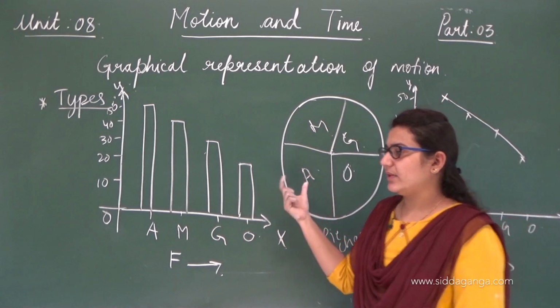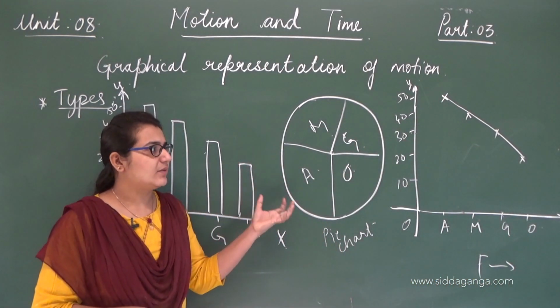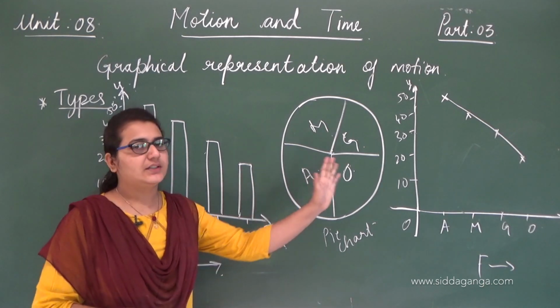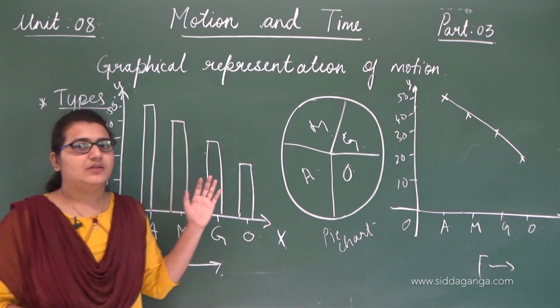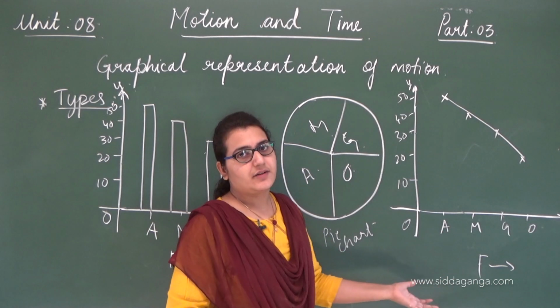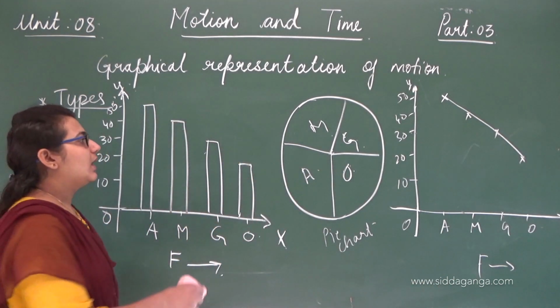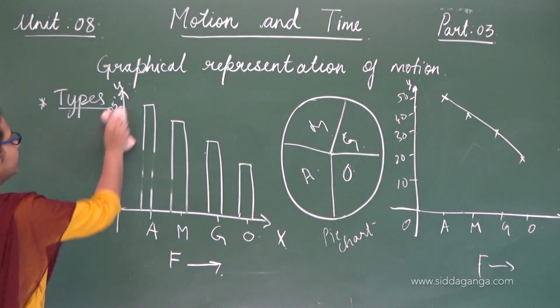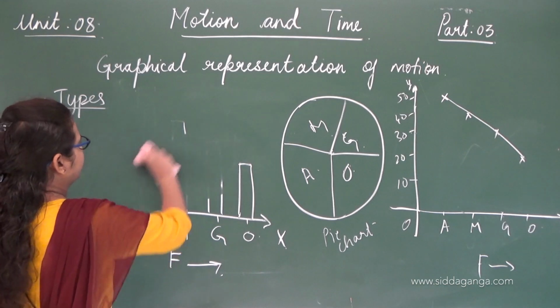Clear? It's the same example that I have taken, the same thing shown in different graphical forms. This is the bar graph, this is the pie chart, and with the same example we have taken the line graph. So this is about the graphs. And we usually plot distance and time travel in line graphs.